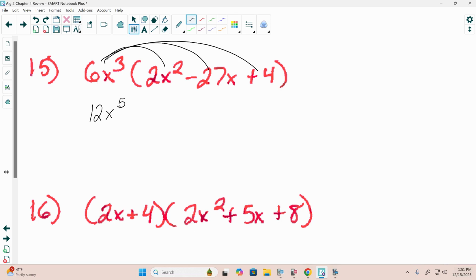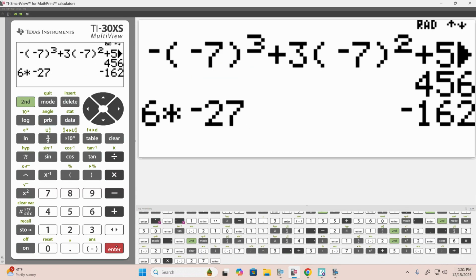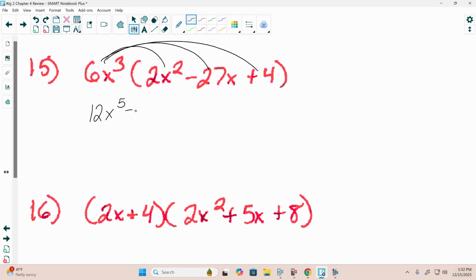Now we're going to do 6x cubed times negative 27x. Well, let's just let the calculator do 6 times negative 27. That tells us negative 162. So we do have negative 162. Now our x cubed times x is going to be x to the fourth.